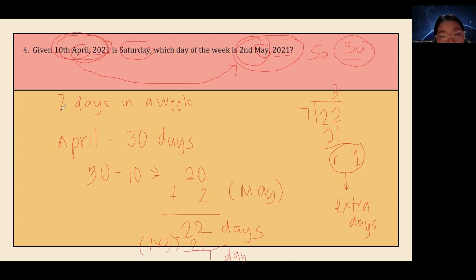Okay? So you could divide and get the remainder or just think of a multiple of 7 close to the number of days and do subtraction. Okay? Basically the same thing. So that's it. The answer here is Sunday.